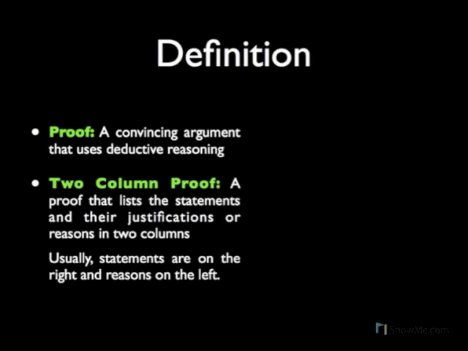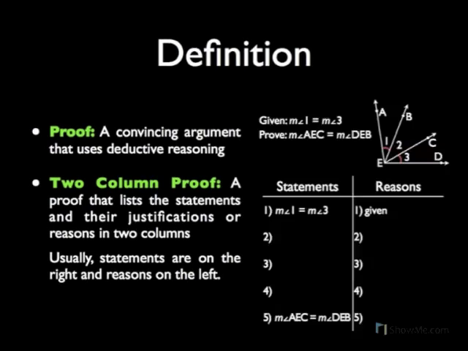The most common kind of proof that you run across in this course is the two-column proof. And that's a proof that lists the statements and their justifications or reasons in two different columns. Usually the statements are on the right and the reasons are on the left. And this is what they generally look like. You will be given certain information and you will be asked to prove other information about a figure that you will also be given. Notice how we start our proofs.